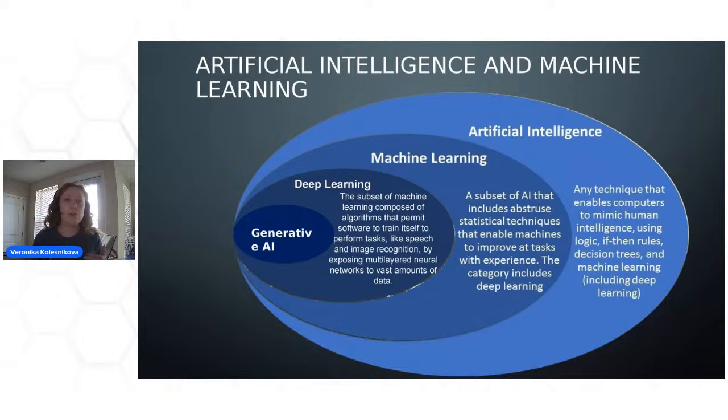So we are building those multi-layered neural networks to not only train our machines to be better at tasks with experience, but also perform more complex tasks like image recognition, speech recognition, language understanding. So if you worked with Azure Cognitive Services, for example, they are based on deep learning techniques.